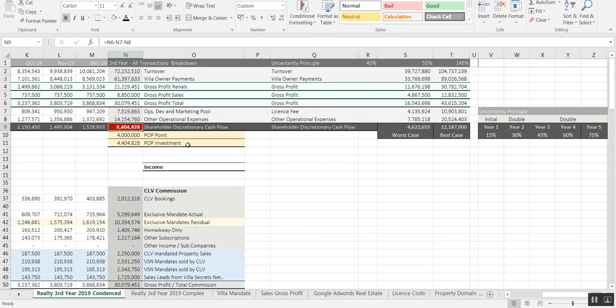This is actually where we expect the shareholder discretionary cash flow. That's basically profit before tax. But we've got to take into account this uncertainty principle, the Heisenberg uncertainty principle. So we're actually saying, look, we're thinking worst case scenario, we're going to make about 4.6 million. And to make that sort of return as a business for sale, we would be looking at about 12 million.